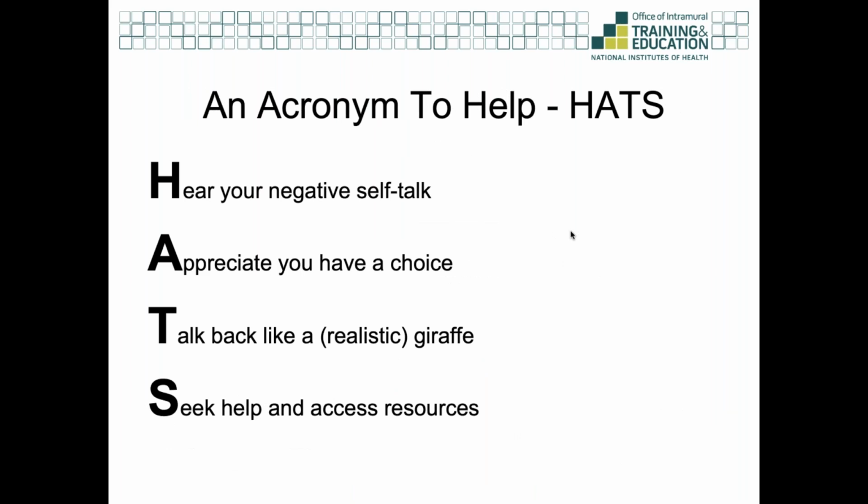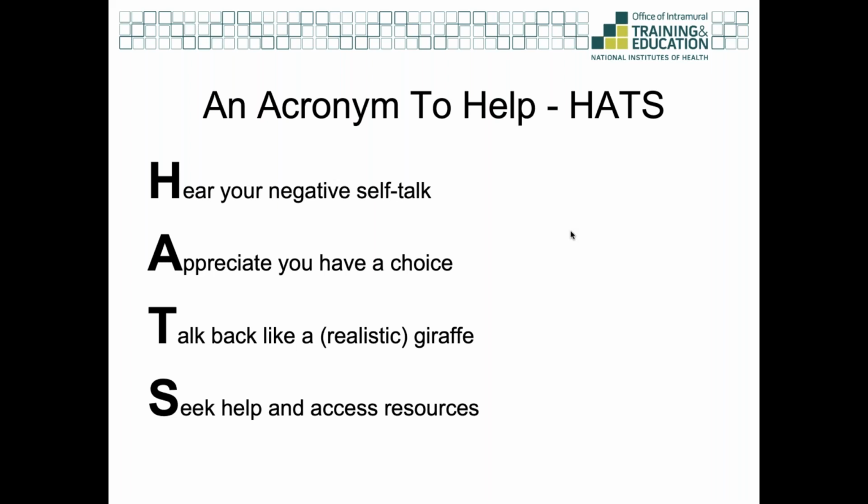Then you want to appreciate actually that you have a choice. You can buy into all of that, not question it, assume the worst. You have the choice to do that, but you also have a choice to pause and say, let me hold on here. Let me question that. That leads to the T in HATS, or talking back. And you want to channel your inner giraffe to talk back.